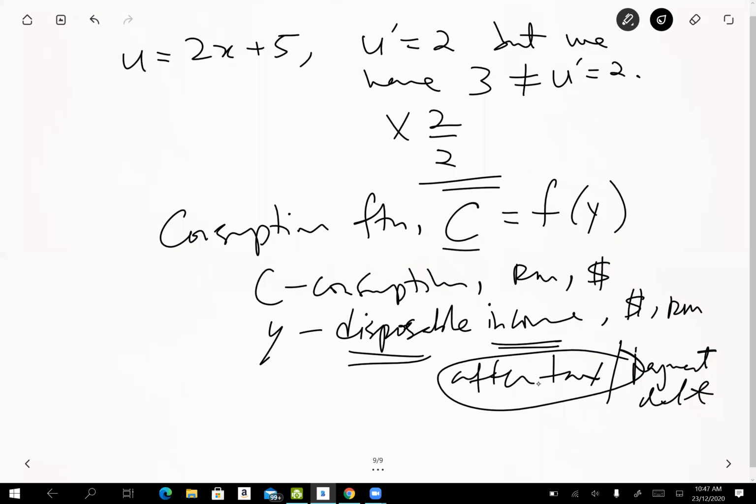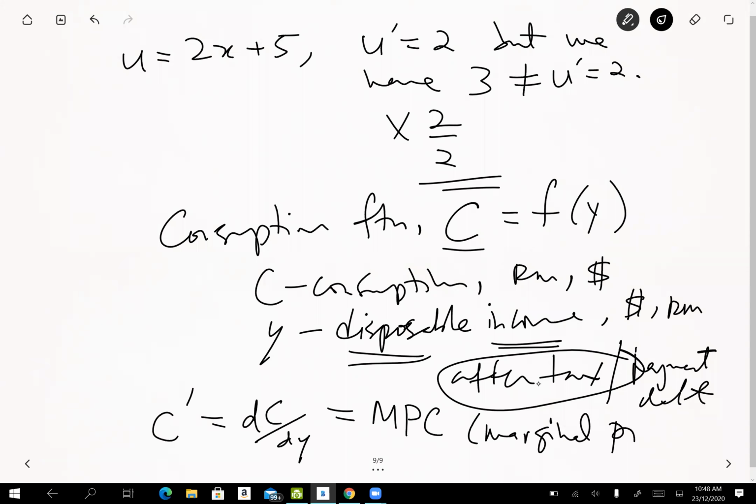Now, if I differentiate consumption function, I got C prime, that means dC dy. What do we call it? We call it the MPC. Okay, what is MPC? It's the marginal propensity to consume. It's just like marginal consumption, but they want to make it more sedap bunyi, okay, sound good, marginal propensity to consume.